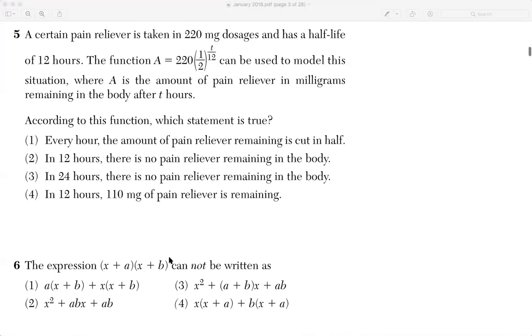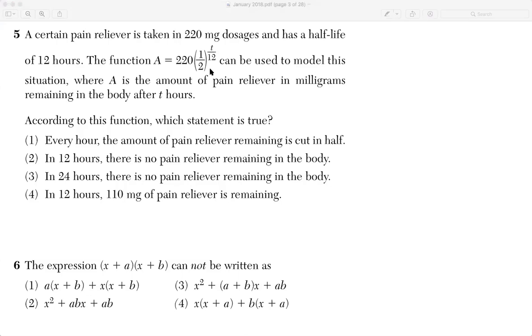Okay, moving on to number 5. Without doing any math, I should hopefully be able to explain this. A certain pain reliever is taken in 220 milligram doses and has a half-life of 12 hours. What this means, half-life, means that after 12 hours, there's going to be half of the amount that you ingested in your body. So after 12 hours, there's going to be 110 milligrams. After another 12 hours, there's going to be 55 milligrams, so 110 divided by 2. After another 12 hours, there'll be half of that, and half of that, and half of that, and so forth.